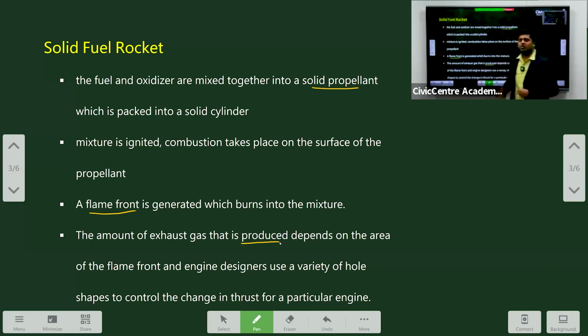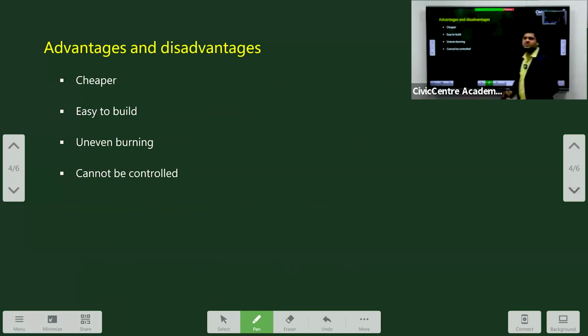Understood? What are the main advantages and disadvantages of the solid rocket engine? The first advantage is that it's very cheap compared to the liquid fuel engine. Secondly, it's very easy to build, as there is no complex setup, as I showed you at the beginning of the video. There is also the issue of uneven burning: since it's a solid fuel, once we ignite it, it burns by itself. We can't control that flame, so it results in uneven burning. Also, the thrust produced cannot be controlled.